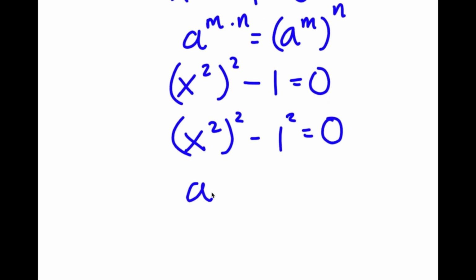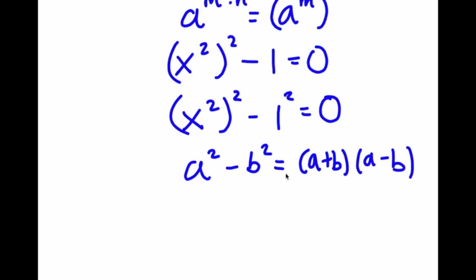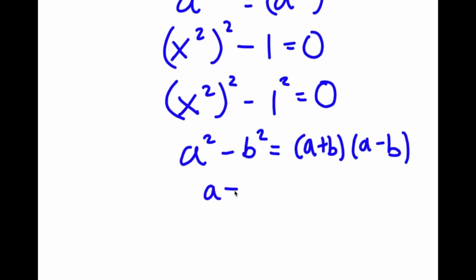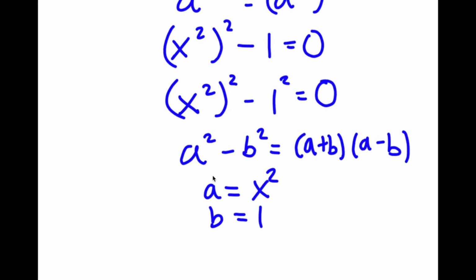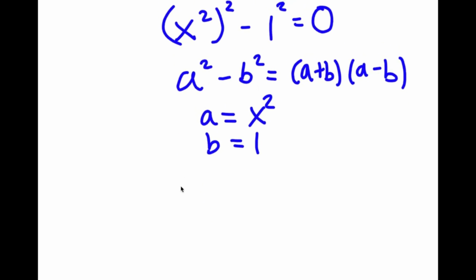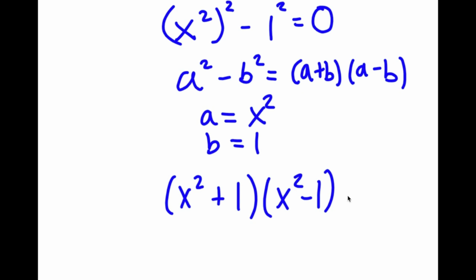If I have something in the form a squared minus b squared, this is equal to a plus b times a minus b. So in this case, a is x squared and b is 1. So I have x squared plus 1 times x squared minus 1, and this is equal to 0.